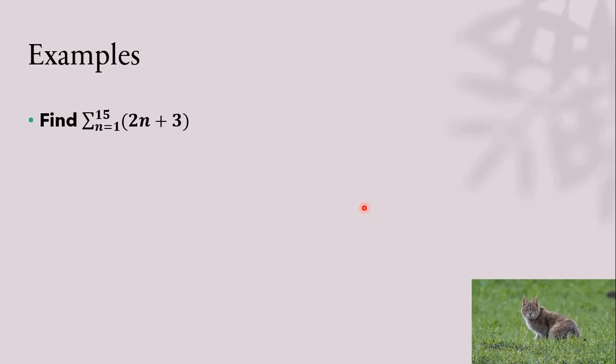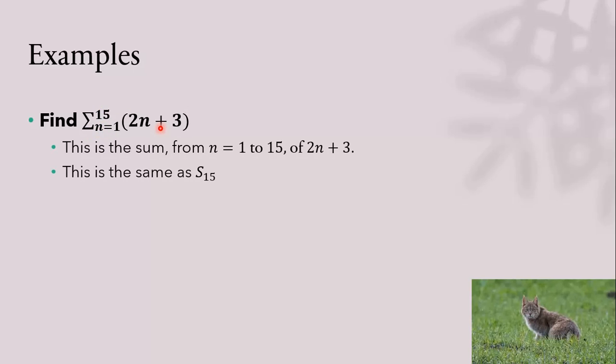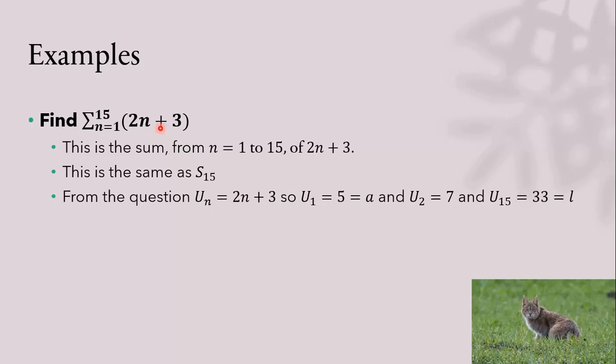Next example. So you might not have seen this before, but this is the sum from n equals 1 to 15 of 2n plus 3. This is the same as S of 15. From the question, u of n equals 2n plus 3, that's what this is. So u1 is equal to 5, because if you sub in 1 in the place of n, you get 5. So that is A. u2 equals 7. And if we find u of 15, because that's what we want to get up to, you get 33. So that's going to be our L.